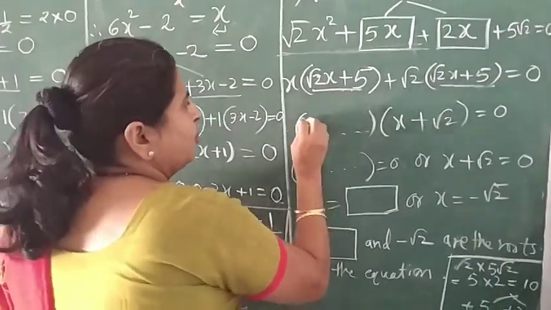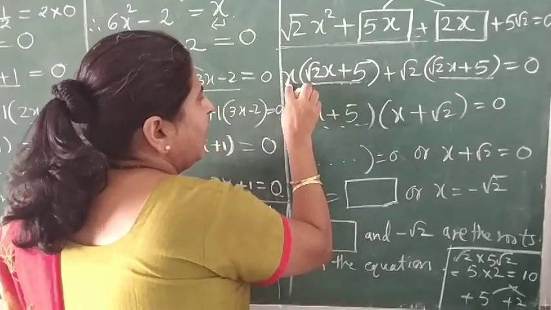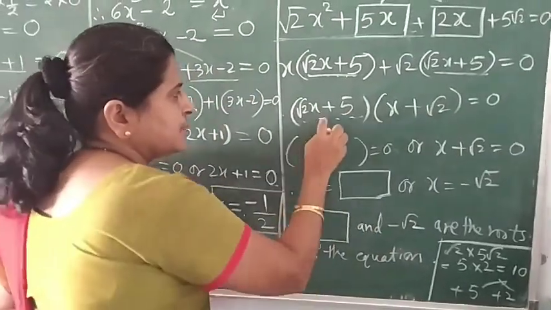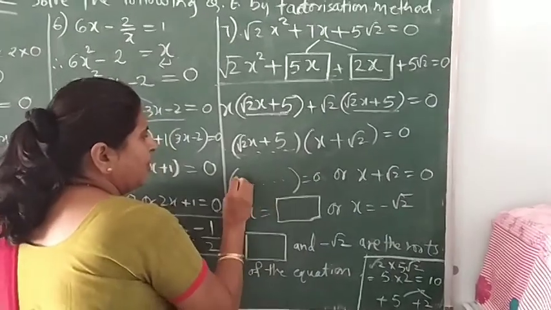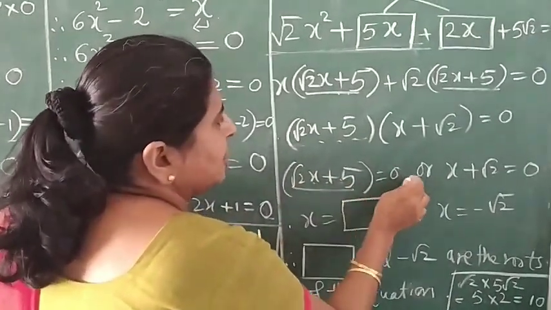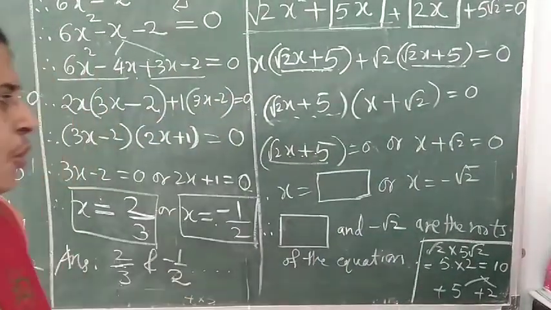Okay, now this common bracket, square root of 2x plus 5, we will write here, and the uncommon x plus square root of 2 is already given to you. So this product of two is 0. It means either the value of this bracket is 0, that means square root of 2x plus 5 is 0, or x plus root 2 is 0. We are just filling in whichever is not given.